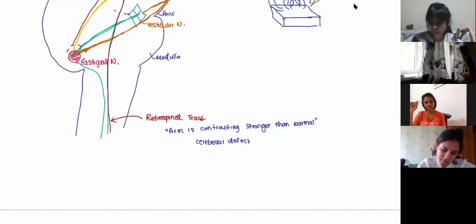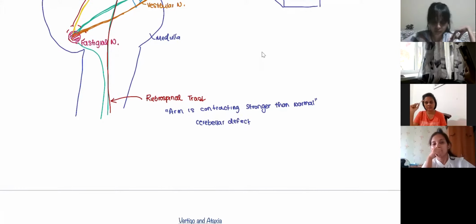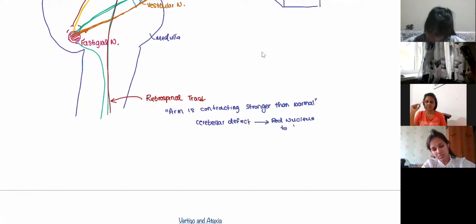I'm going to give a break right after this. So it informs the red nucleus to decrease the movement.